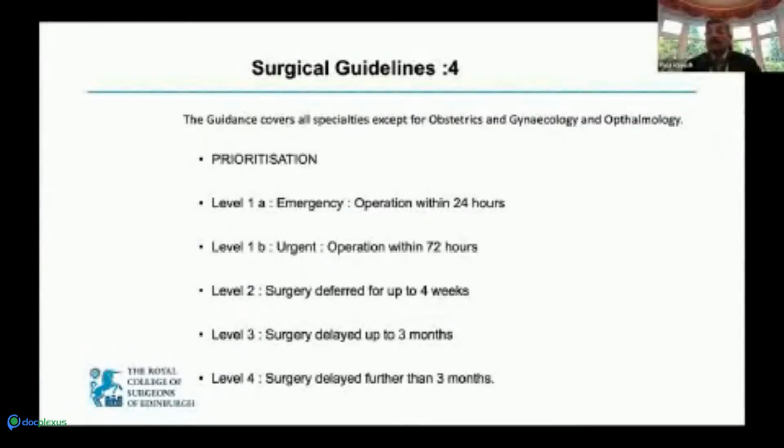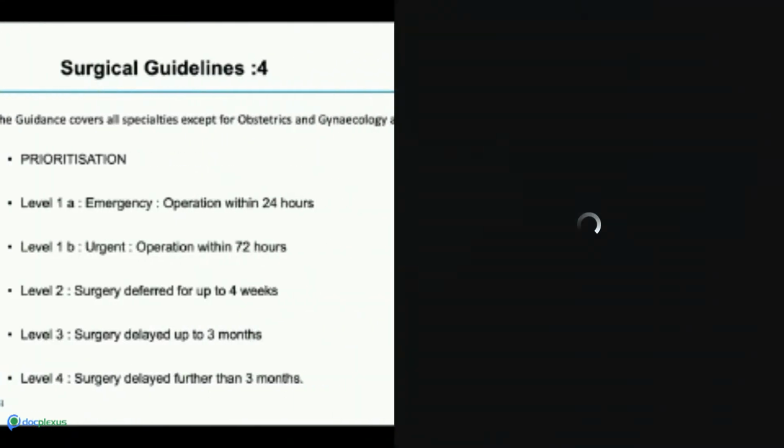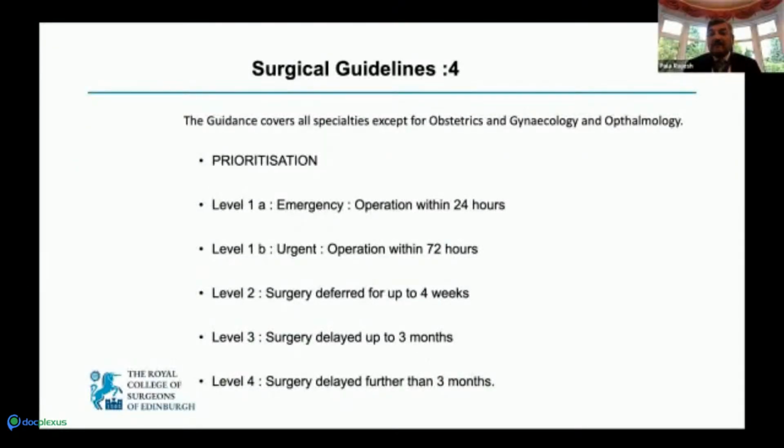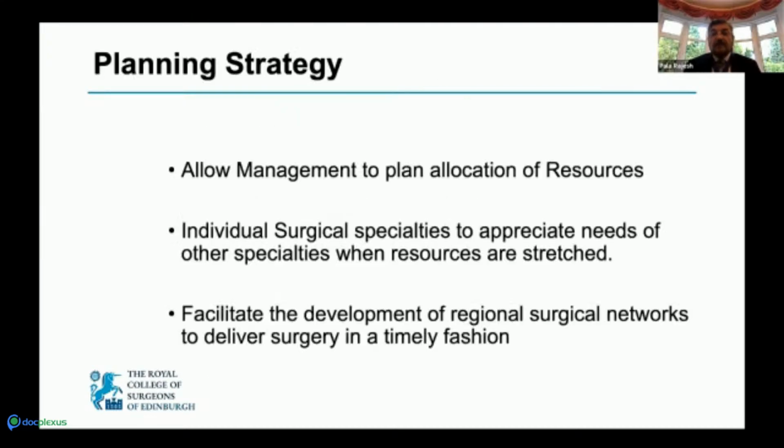Level 2 was surgery which could be deferred for up to 4 weeks, which is probably a month. And level 3 was surgery which could be delayed up to 3 months. And level 4 was surgery that could give us a view with which we could run the services in the United Kingdom. It was a strategy for planning.